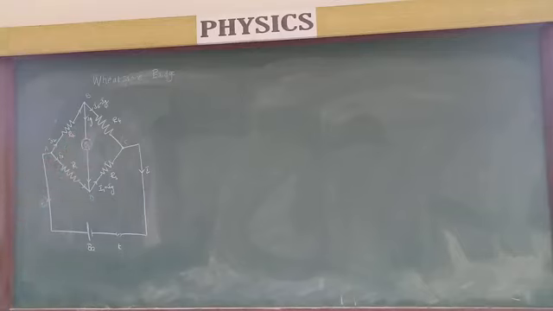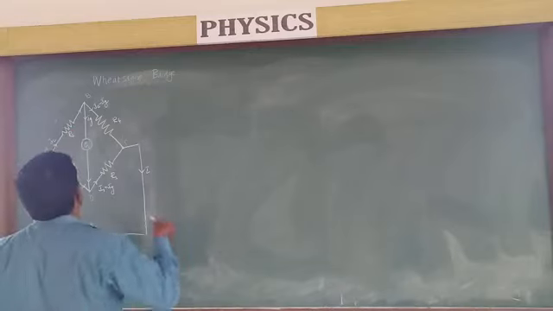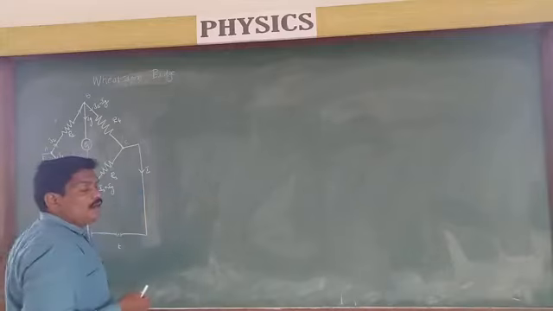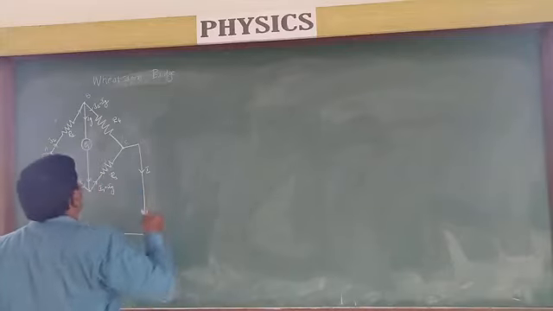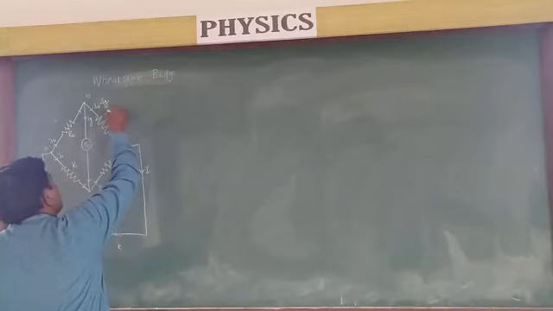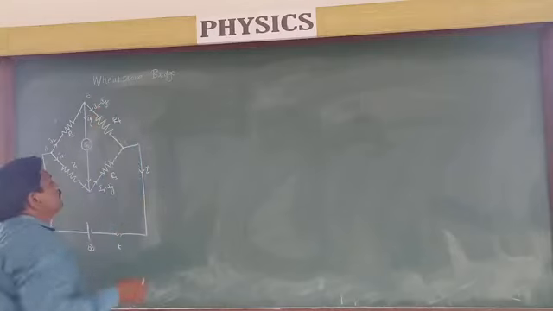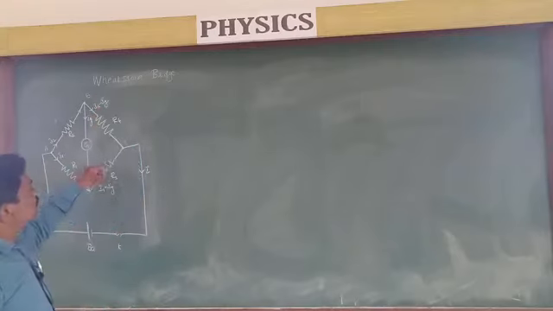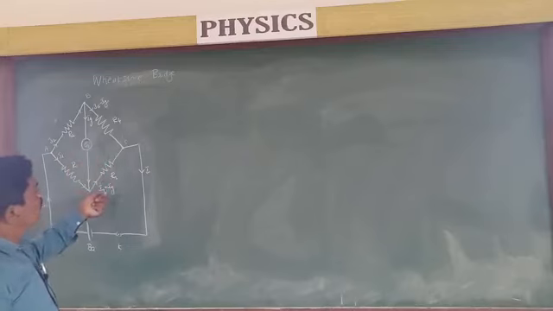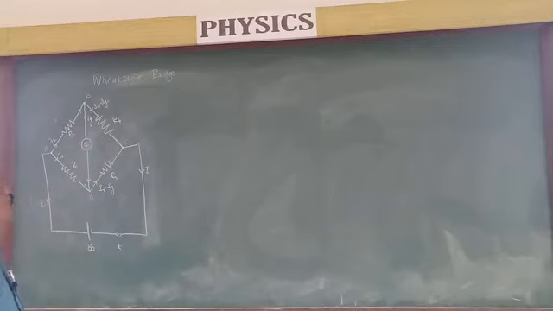Now, how do we solve this network by using Kirchhoff's rule? From this we can write I equals I1 plus I2. We have already divided the current through R4, that is I4, as I2 minus Ig, and the current through R3, let me call it I3, is equal to I1 plus Ig. Now let us choose two loops.